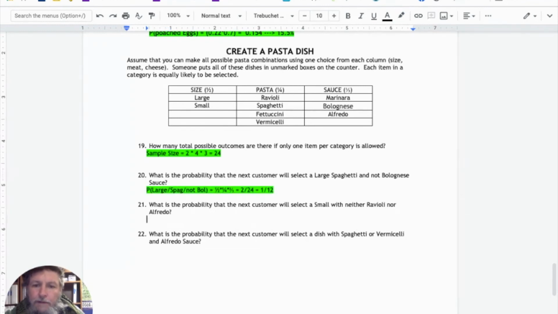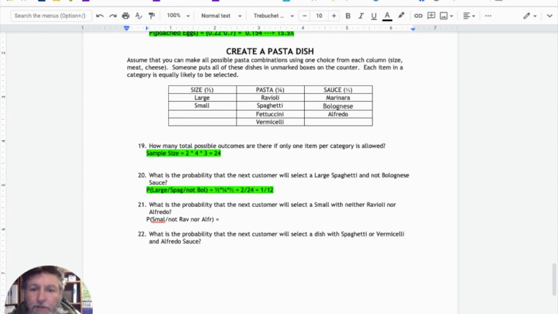What is the probability that the next customer will select a small with neither ravioli nor Alfredo, which means not ravioli, or not ravioli nor Alfredo. Notice it doesn't say anything about what kind of sauce. In those kinds of cases, when they say nothing about the sauce, we need to immediately assume they mean any sauce. It doesn't say that, but any sauce is always assumed when you're not given a choice.